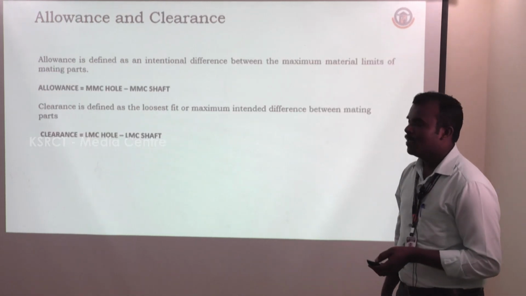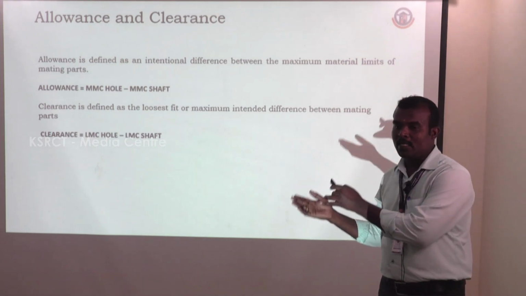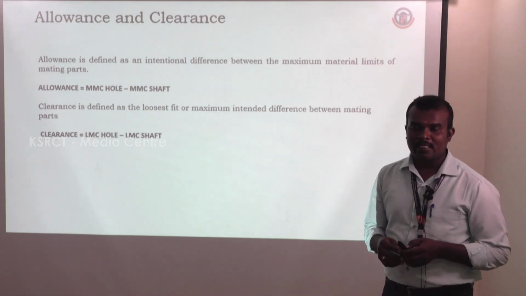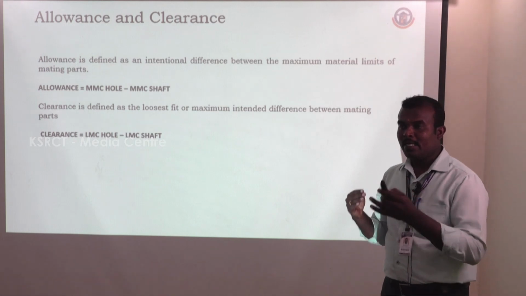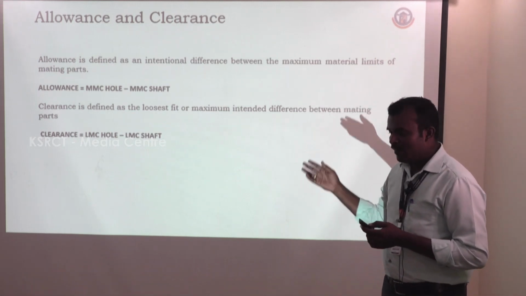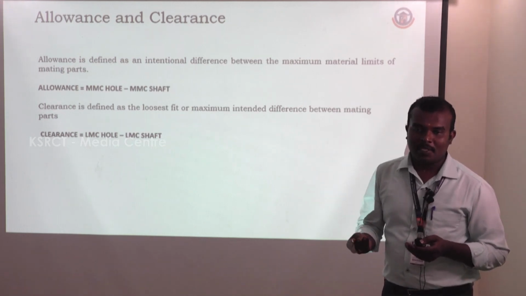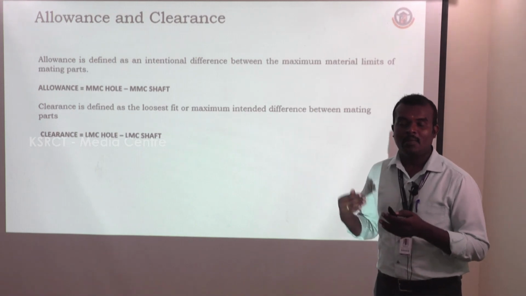Second, allowance and clearance. The tolerance is used to manufacture a component, and the allowance and the clearance are things that are mainly used in assembled components. So what is the difference between the allowance and clearance? The allowance will be used for the maximum metal condition, and the clearance will be used in the minimum metal condition.